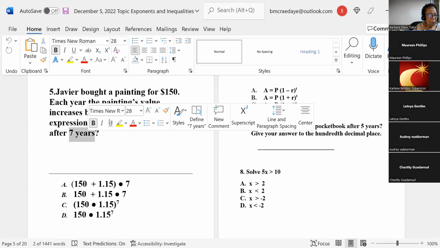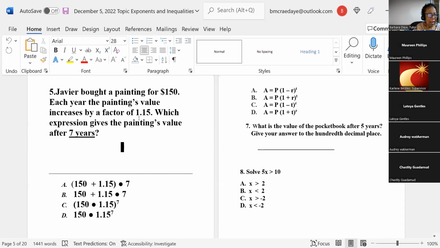Here's the time. Got it? There's the time. Which one is it? So your answer is D. The answer is D. You raise the factor to a power, Latoya. So what's the difference between C and D? C has the parentheses. Well, look, Latoya, this has parentheses around the multiplication. The power should only be on the factor.